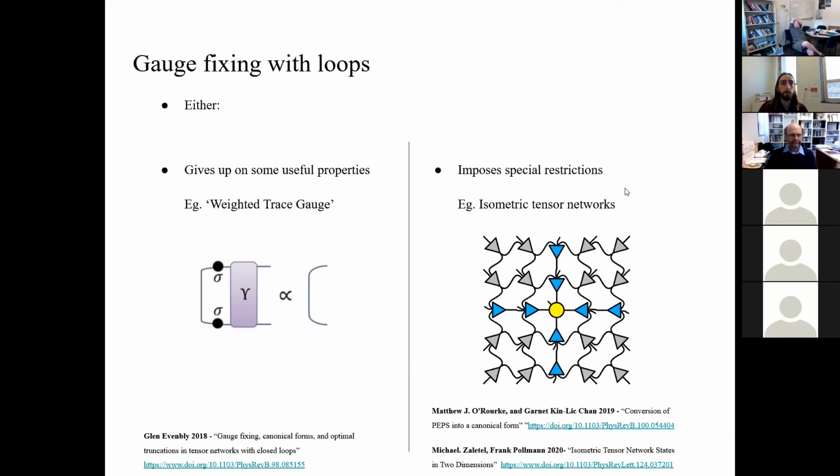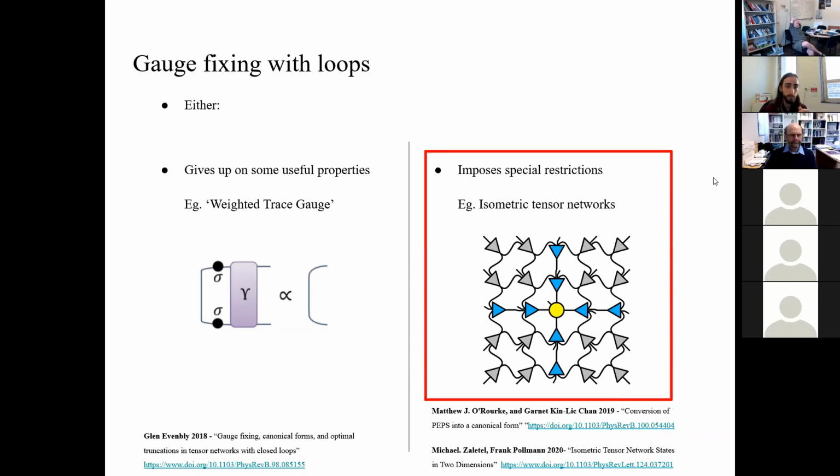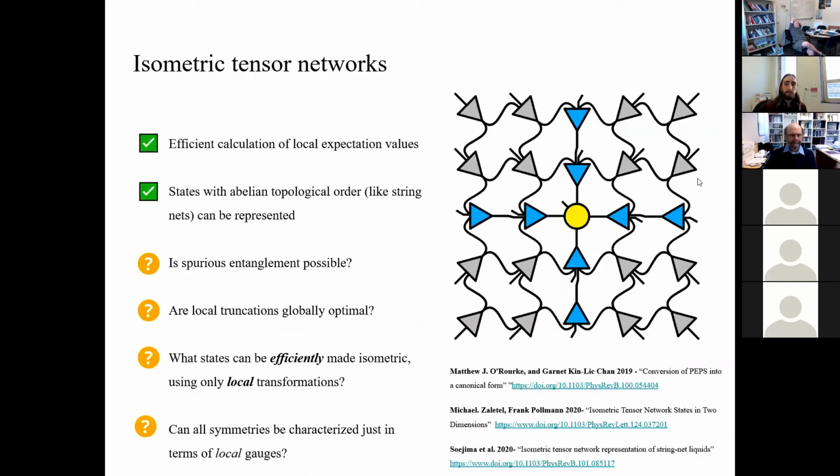which is just to give up on some generality of your tensor network and restrict the tensors to be isometric. Isometric tensor networks really started to be investigated last year, maybe in 2019, in a general way. They make it easy to calculate local expectation values, and they can represent non-trivial states like string nets, which have topological order and long-range entanglement. Although there's certainly some difference between isometric tensor networks and general tensor networks, because correlation functions decay exponentially in isometric tensor networks, which is not necessarily true for general tensor networks. But it's still promising that they can represent these non-trivial states.